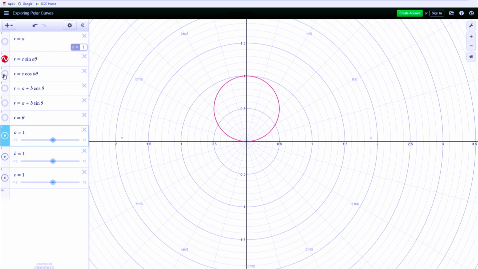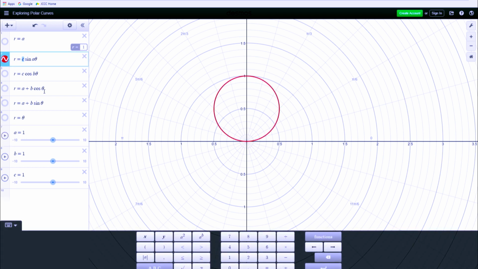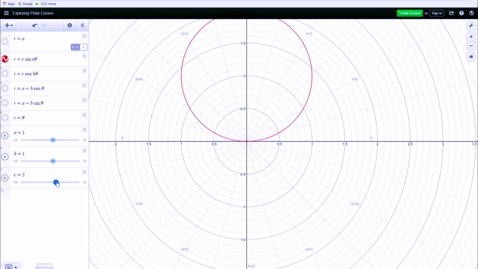Let's turn off cosine. I've got a couple of parameters here. The first one is just a multiplier. So think about that c out front. It's going to make all the r's bigger. So it's just going to blow up that circle and make it larger or smaller depending on whether c is bigger than or less than 1. Because every r gets increased, and an increasing r means farther from the origin.